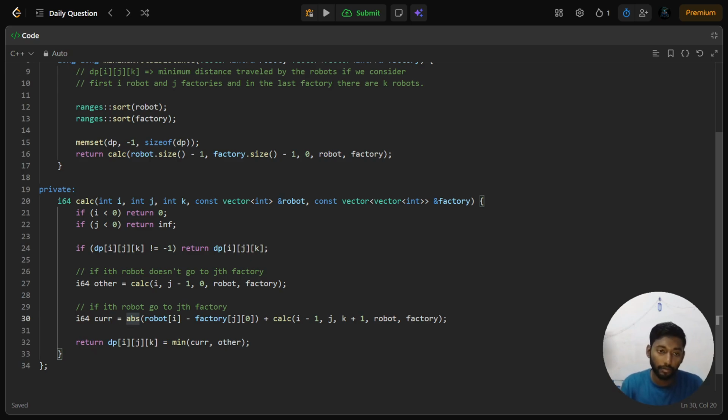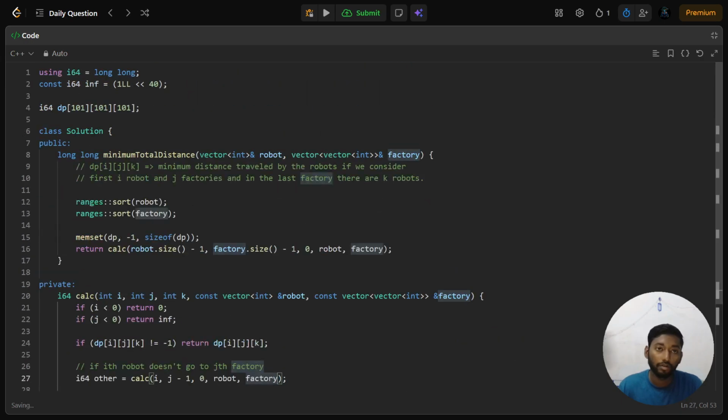So for that, we just check if k is less than the limit of the jth factory, which is factory of j comma 1. Then we can send the robot and get the answer, otherwise we can't do it, so we will simply return infinity.